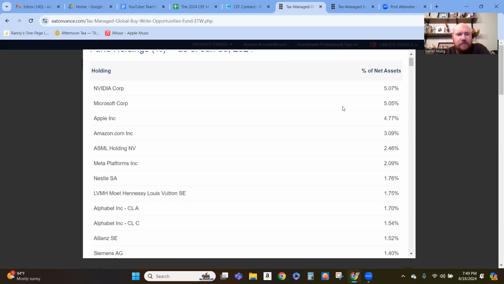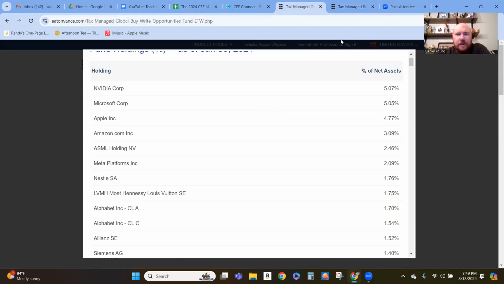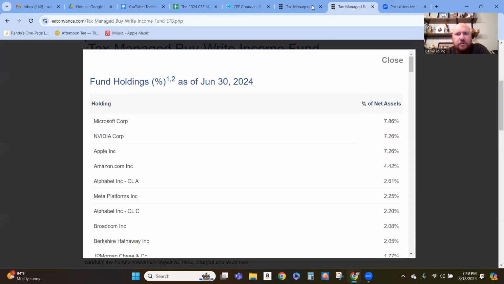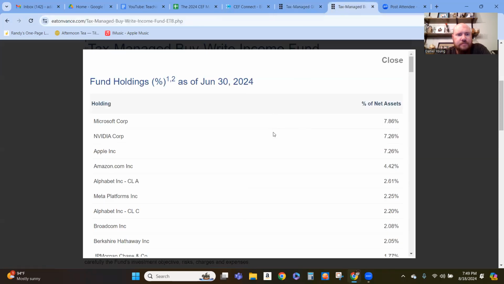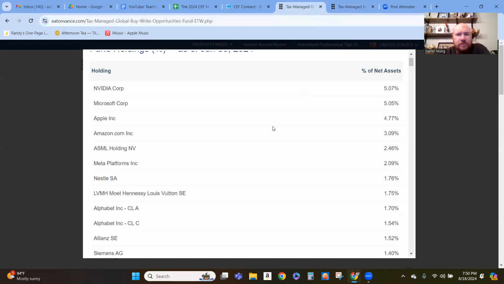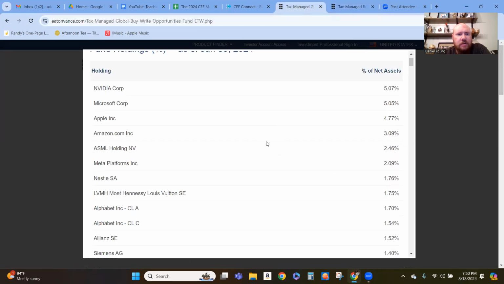Still five, still five. NVIDIA, Microsoft just switched, right? Microsoft almost at eight, Microsoft at five, NVIDIA 7.26, pretty much at five. Apple at 7.25, below 5%. Amazon close to 3%. Sorry, in the right one? No, Amazon at 4.4. Amazon at 3.1 almost.